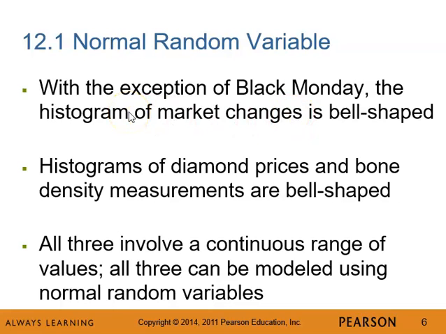What's important for all normal random variables is that we should have that bell shape. You can see that in the previous histograms, all three cases had bell-shaped histograms, including the diamond prices, bone density, and the Black Monday histogram of the market changes. All three involve a continuous range of values. They can all be modeled using a normal random variable since they look like a normal shape.